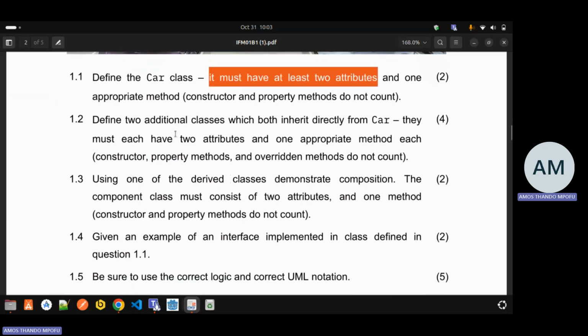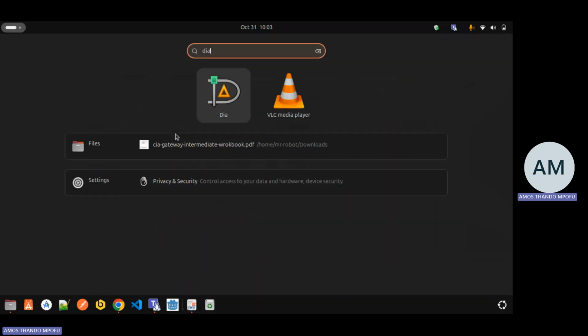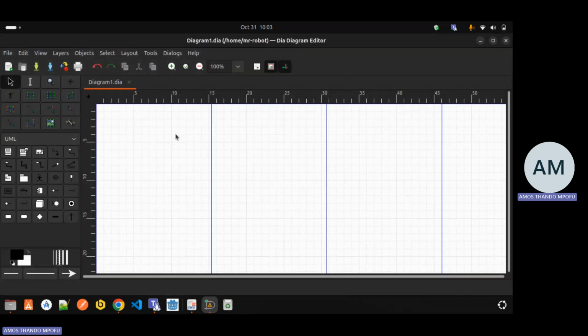So what I'm going to do is now open Dia, which is the tool that you should be using to do this. But since you'll be writing it on a piece of paper, you're not necessarily going to do it this way. You're going to write it on a piece of paper. So I'm going to click on the class icon and then click again here to paste it. And then I'm going to double click on it.